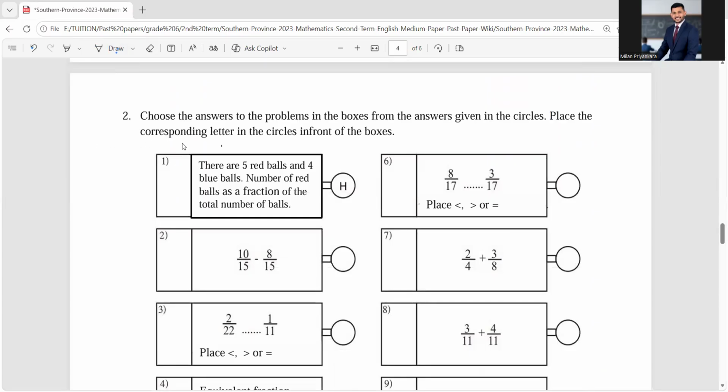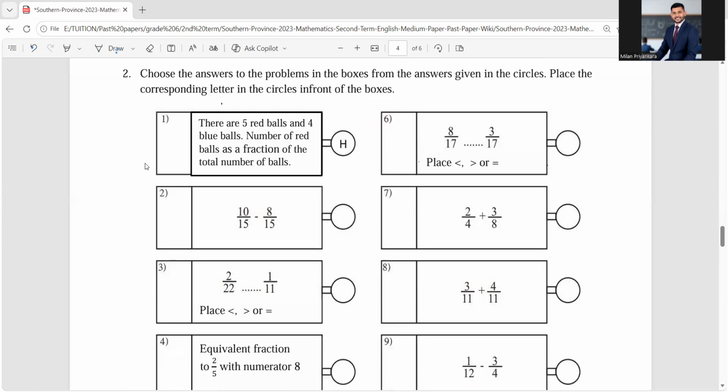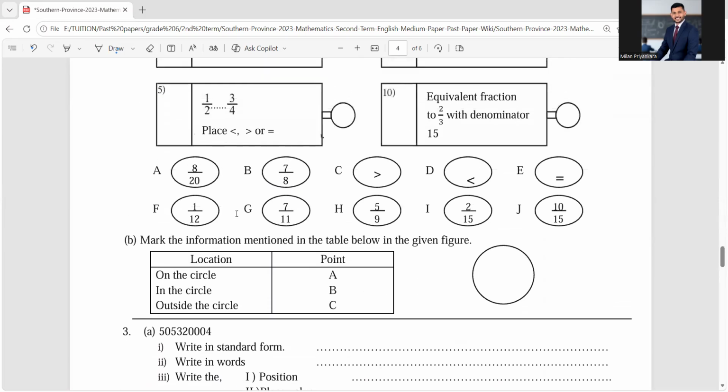Choose the answers to the problems in the box from the answers given in the circles. Place the corresponding letter in the circles in front of the boxes. There are 5 red balls and 4 blue balls. Number of red balls as a fraction of the total number of balls. Okay, now first we need to see all these things.